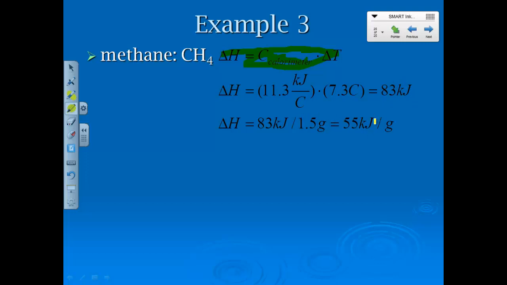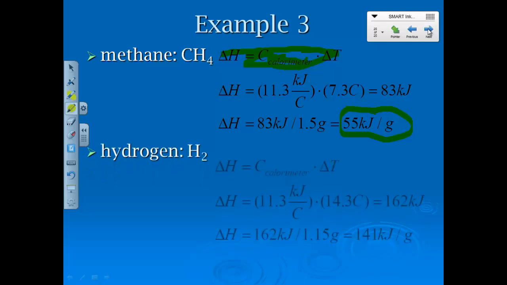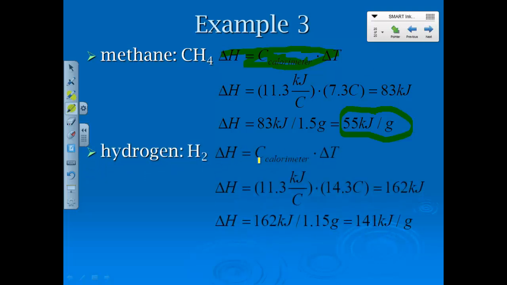Since we combusted 1.5 grams, we've got to divide it, and that's going to tell us that for methane, we release 55 kilojoules of energy per 1 gram of methane combusted. Hydrogen, we're going to do a very similar process. We're going to set up the same equation with the heat capacity of the calorimeter times the delta T. So this time it's 11.3 times the 14.3 temperature change. And again, we have to divide it by the amount of grams that we had. So for hydrogen, you get to release 141 kilojoules per gram of energy.